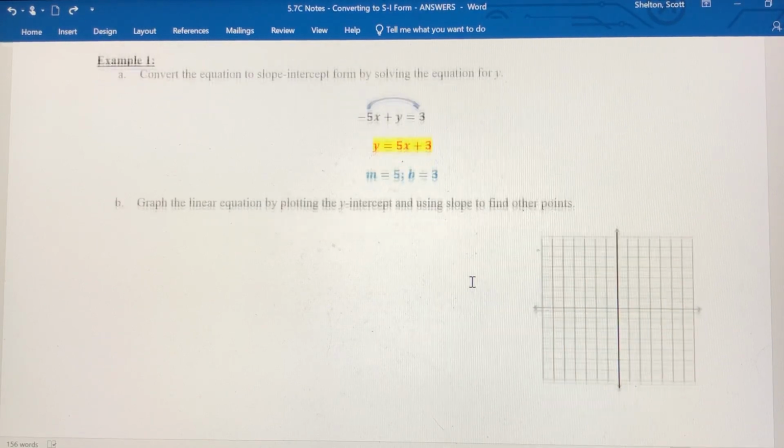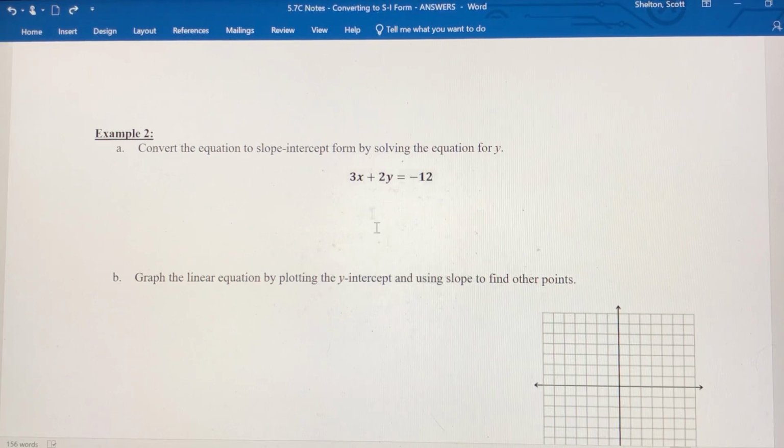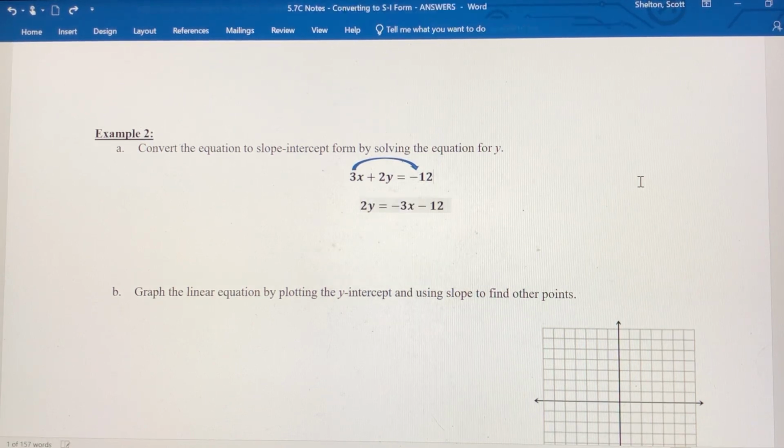All right, let's look at example 2. Scrolling on down here, our equation in standard form is 3x plus 2y equals negative 12. So again, I want to move the x term over to the right side. And when I do that, it becomes negative. I always want to put that first again. It's just a good habit to create. You want to be in the form y equals mx plus b, so that means the x term is going to come first over here.